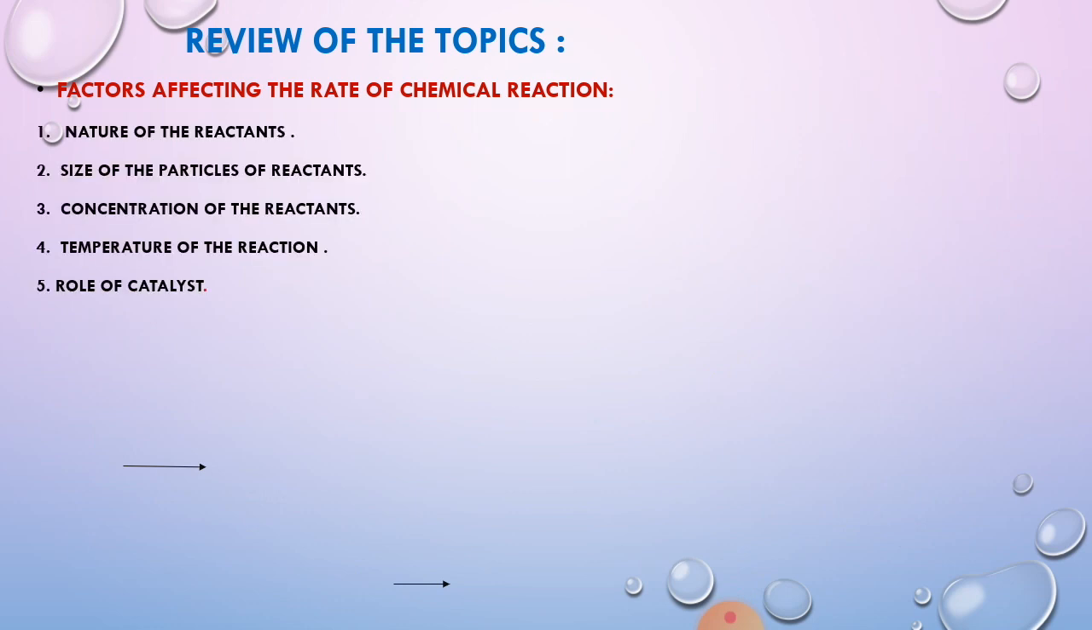The first one is the nature of the reactants. If the metal is less reactive, then the rate of reaction is decreased. But if the metal is more reactive, then the reaction will take place faster. The second one is the size of the particles of reactants.